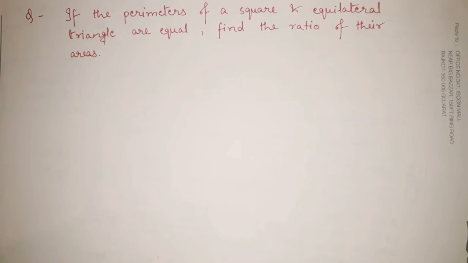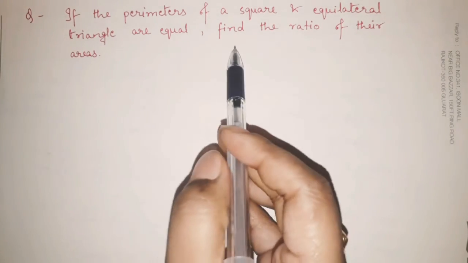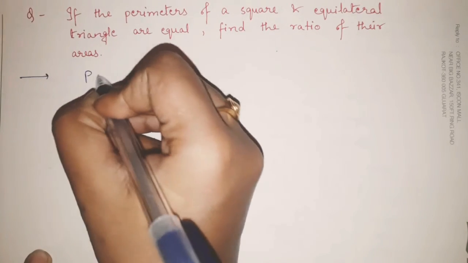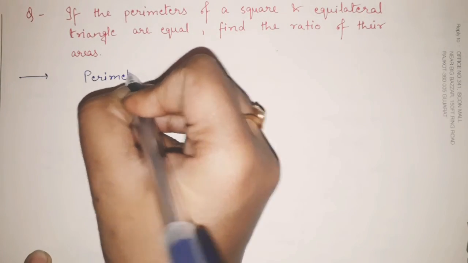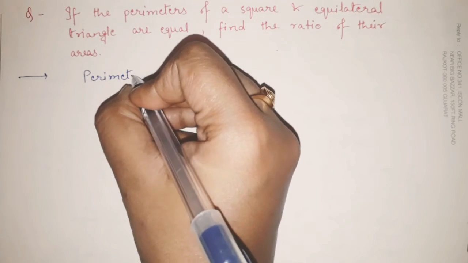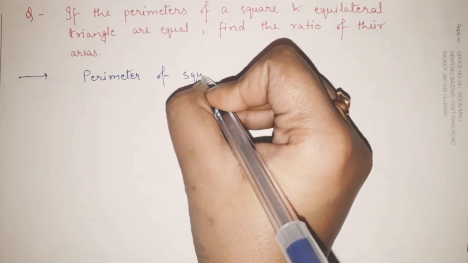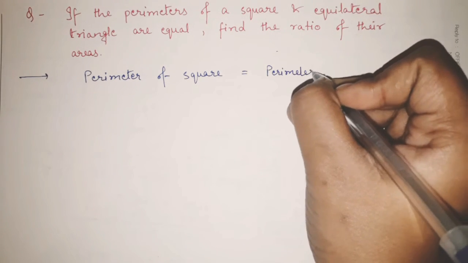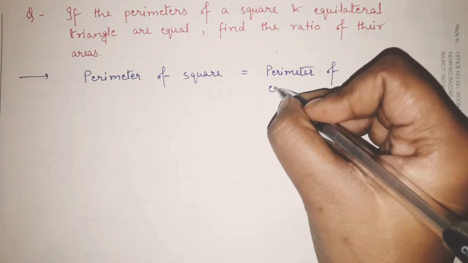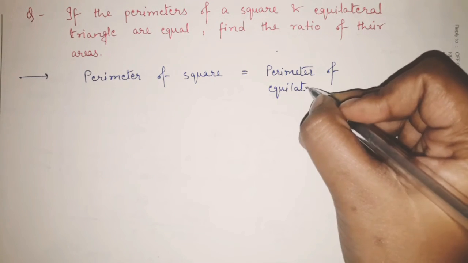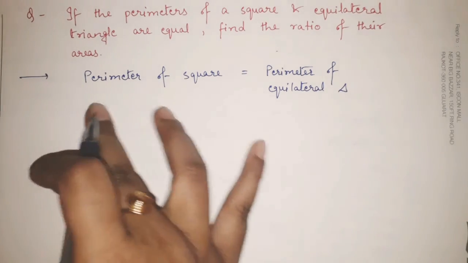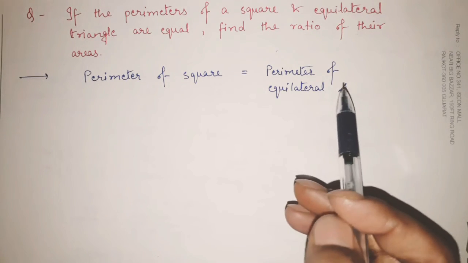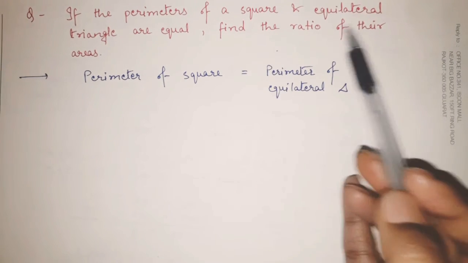This is also an interesting question: if the perimeters of a square and an equilateral triangle are equal, what are they saying? The perimeters of square and equilateral triangle are equal, that means perimeter of square is equal to perimeter of equilateral triangle. They have already given us this. Find the ratio of their areas.